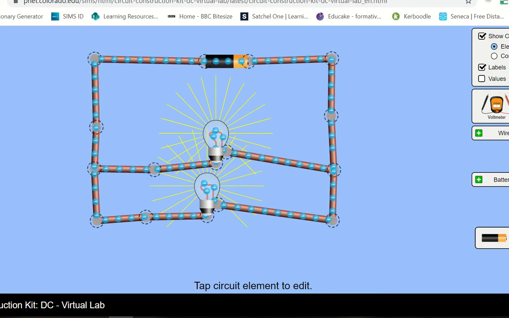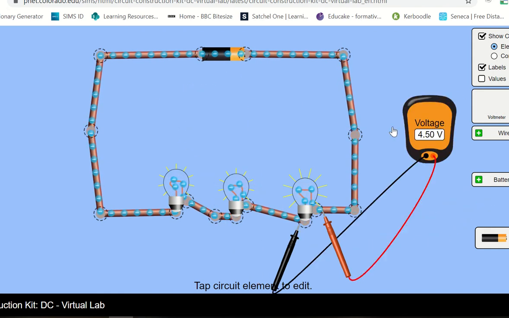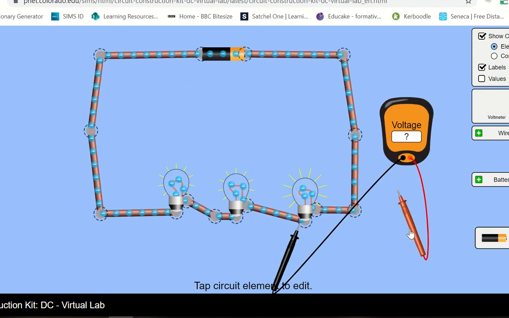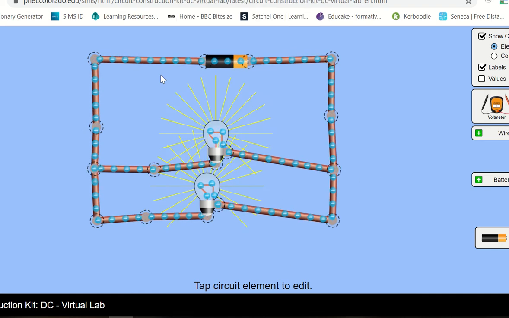So remember, a series circuit only has one loop for the electrons to flow through, no junctions. A parallel circuit has junctions. It's got more than one loop. So I've got one loop here and then I've got a second loop there. So we'll go straight into the current.